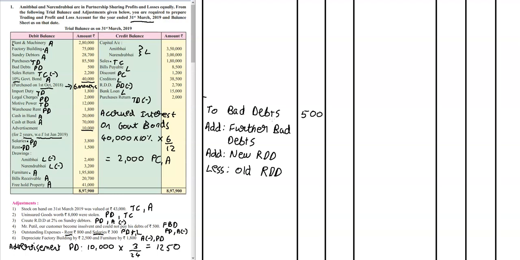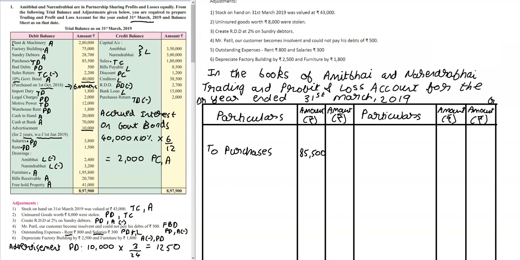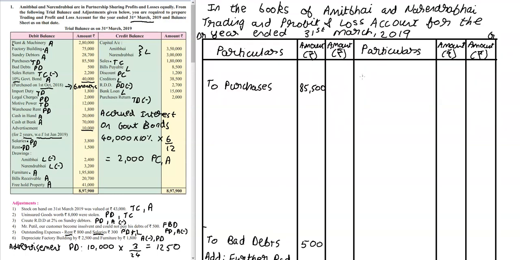Next, we have sales return, and we haven't even got to sales, but obviously there has to be sales in the question. So I'm going to make the entry for by sales, but I'm not going to bother filling it in now because I've not reached it yet. Less sales return. And sales return is 2,200.